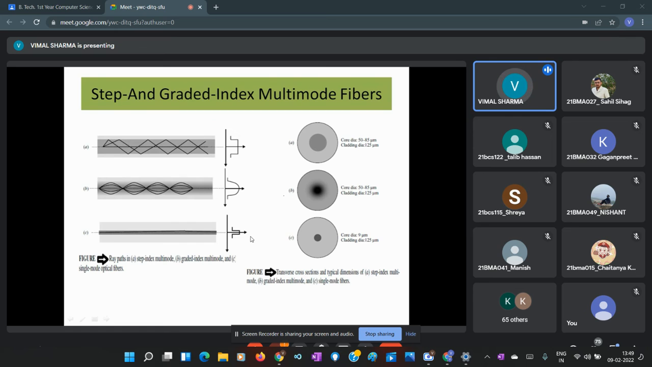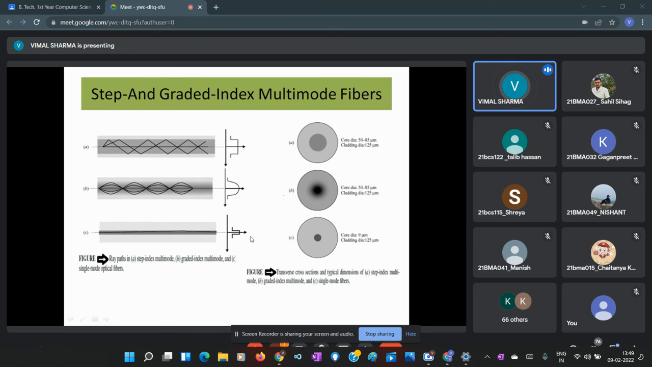If only one propagation direction is allowed, it is called single mode. If more than one direction is allowed, rays can move through more than one direction through the optical fiber, then it comes under the category of multimode optical fiber. And we can also categorize optical fibers on the basis of their refractive index profile.